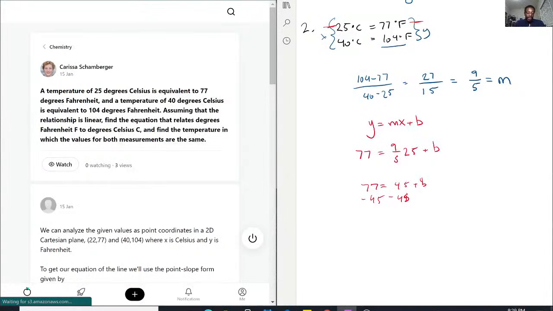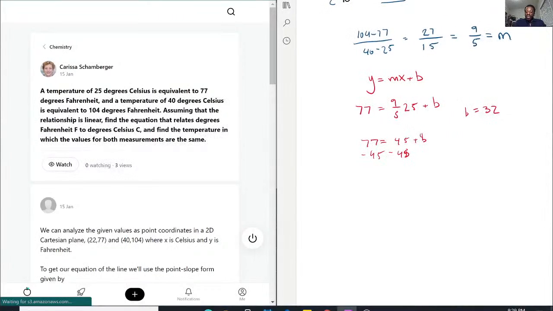Okay, and then we get 32. B is conveniently 32. And for those that actually do know the conversion between Celsius and Fahrenheit, this is almost word by word the conversion. It's y is equal to 9 over 5x plus 32. This is how you would convert Celsius to Fahrenheit.